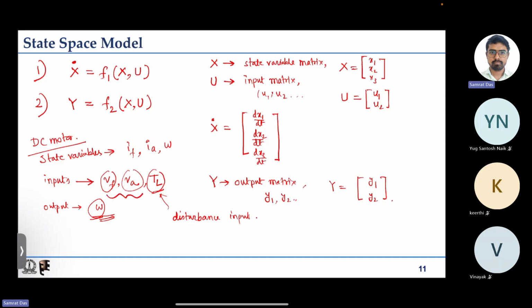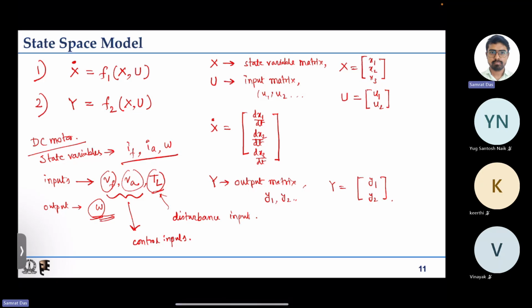And the other things can be directly controlled by us. We can obviously control the voltage because that is what we are applying to the motor. The load is something that the motor needs to drive, which is not directly under our control. So these are the control inputs, Vf and Va, and omega is the output of the system. And the state variables we are already clear on: if, ia and omega.